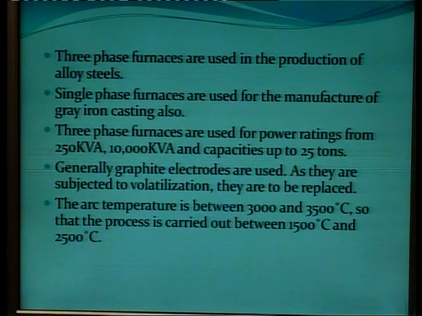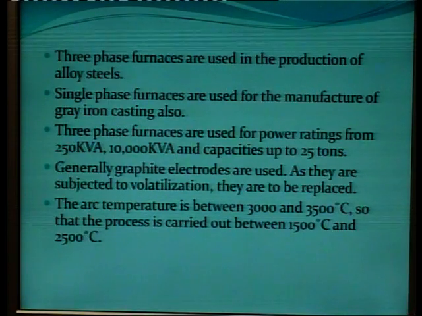Three-phase furnaces are used in the production of alloy steels, and similarly the single-phase furnaces are used for the manufacture of grey iron casting. Three-phase furnaces are used for power rating from 250 kVA to 10,000 kVA, and the capacity is up to 25 tons.